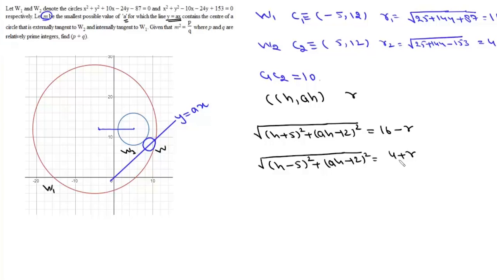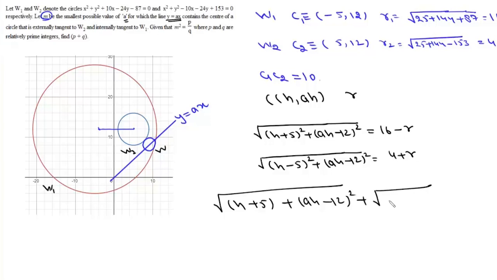Now we'll add them, so this r will get eliminated. So now we can write this as under root of h plus 5 whole square plus k minus 12 whole square, plus under root of h minus 5 whole square plus k minus 12 whole square, and they'll be equal to 20. Now this is the center of the circle C1, this is the center of the circle C2, and this center is C. Now if you look at this equation, this is CC1 plus CC2, and it is equal to 20.